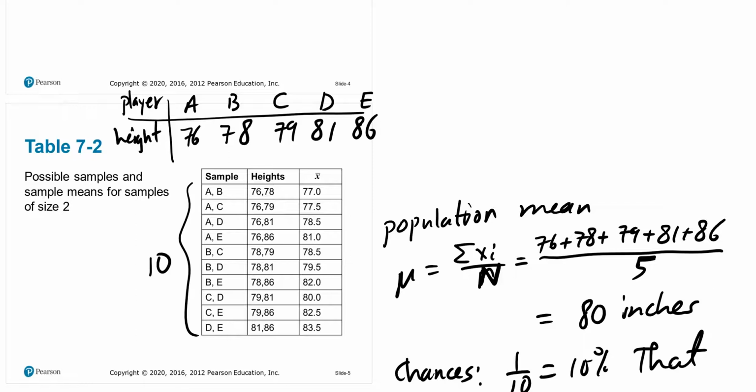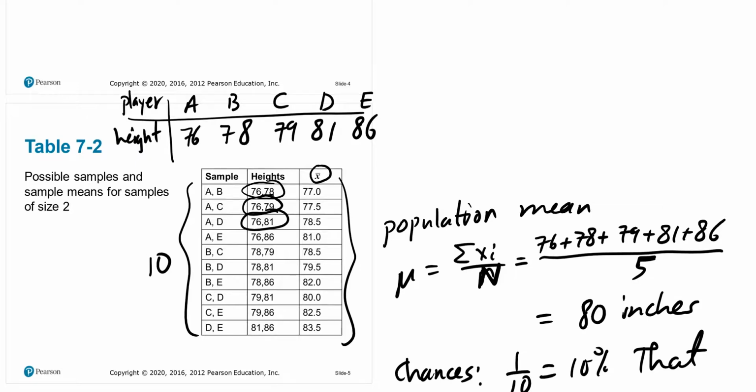Now the heights we see: 76 and 78. The next one, A was 76 and C 79. A is 76, D is 81, and so on. Then we found the mean, x bar, for each pair. Add these two and divide by 2, you get 77. Add these two and divide by 2, 77.5. Add these two and divide by 2, 78.5. So we got the mean for all of them, and I'm going to come back to that in a minute.